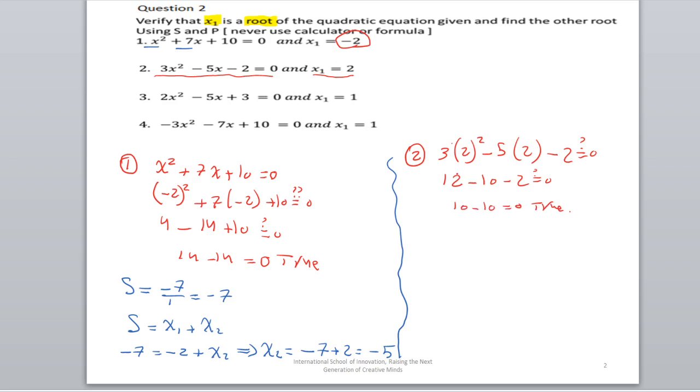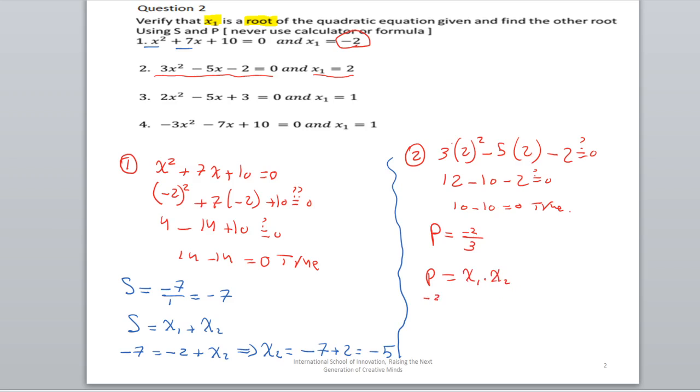Let me use the product. The product equal c over a, so negative 2 over 3. Okay, negative 2 over a, c over a, so negative 2 over 3. Yes, I'm going to solve it like this. So the product equal x1 x2.